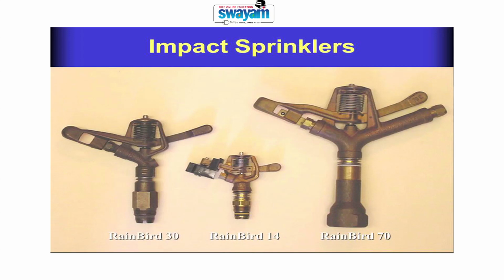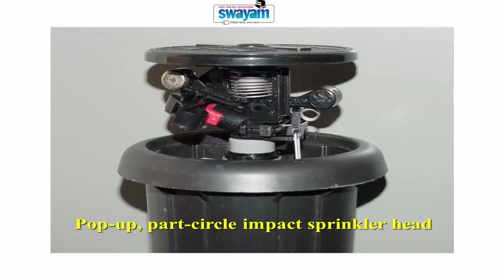Another example of impact sprinklers. This is a pop-up or part circle impact sprinkler head, which is commonly used for gardens, lawns, turf grass or golf courses, where water is being used for growing grass in a landscape. In modern city networks, you need to have this kind of pop-up to save water in an urban area also.